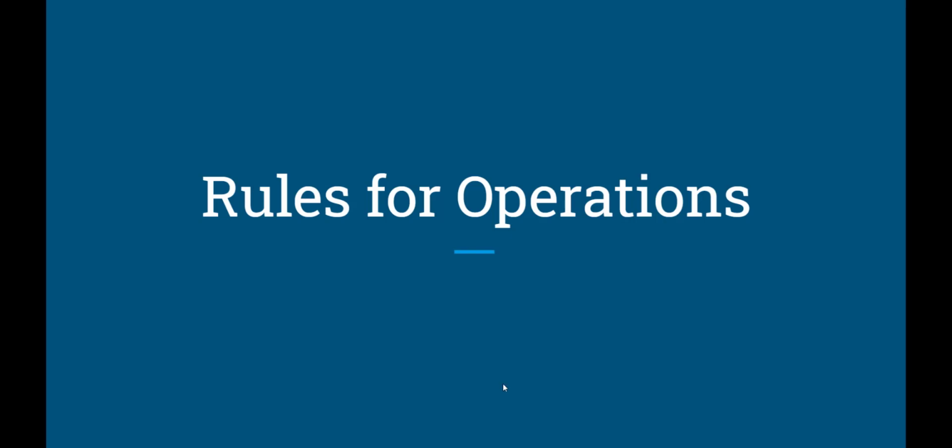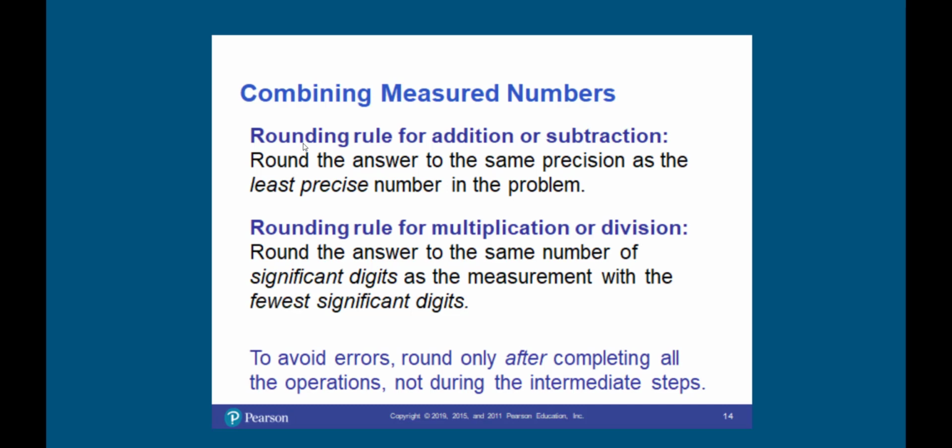Rules for operations. When rounding, if it is not specified, when you are working addition or subtraction problems, always round the answer to the same precision as the least precise number in the problem. If one weight was given as 125 pounds, whereas another weight was given as 33.25 pounds, we're going to use the least precise number. Though one had a 0.25 there, the other didn't. So we're going to round to the nearest integer there.